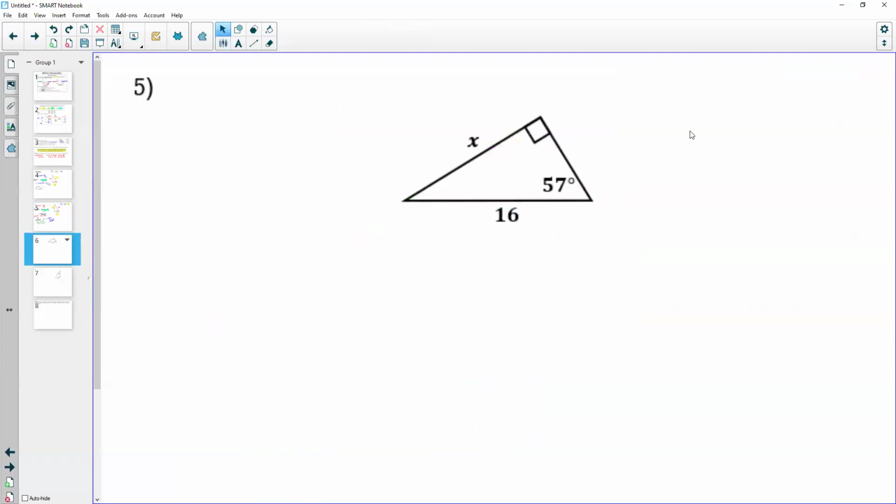As we look at number 5, we're going to start the same way we did for the last two. We're going to start with the angle of perspective. My angle of perspective here is 57 degrees. Now we want to label our side lengths. The side we start with is always the hypotenuse, which is across the 90. So this is your hypotenuse. The side across the angle of perspective is opposite. And then this is adjacent.